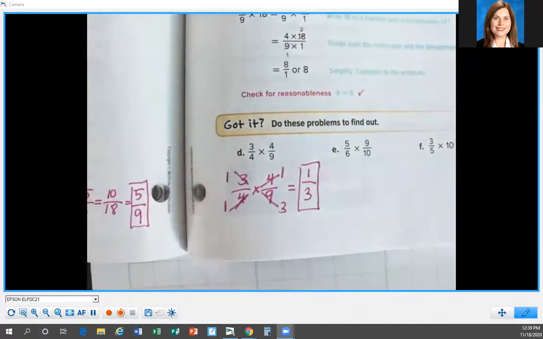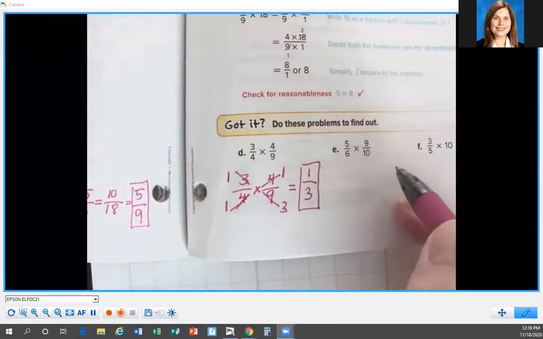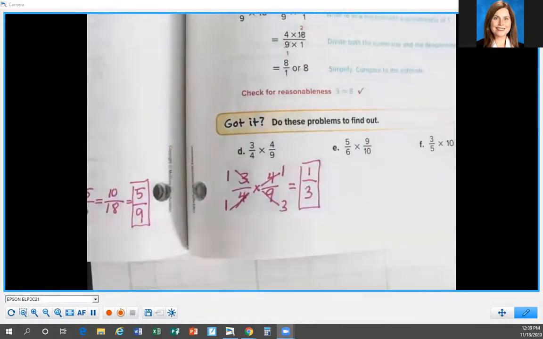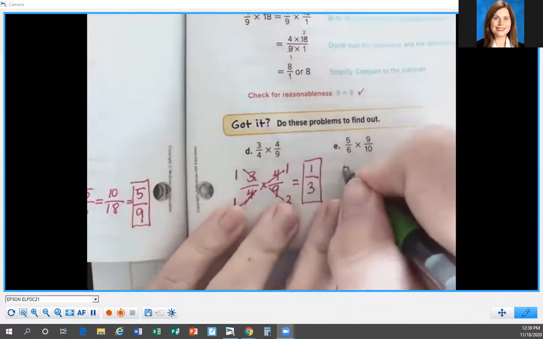Letter E, 5/6 times 9/10. So I'm just going to do this one in a different color so these two problems don't blend together. 5/6 times 9/10.